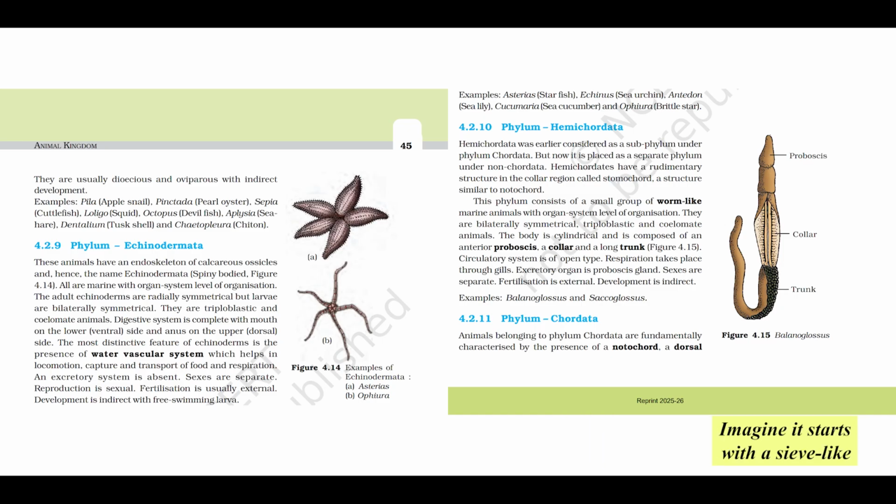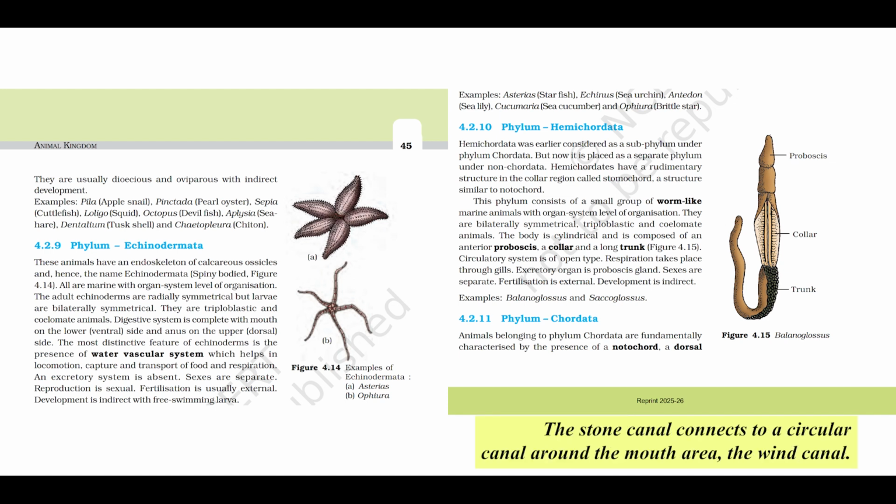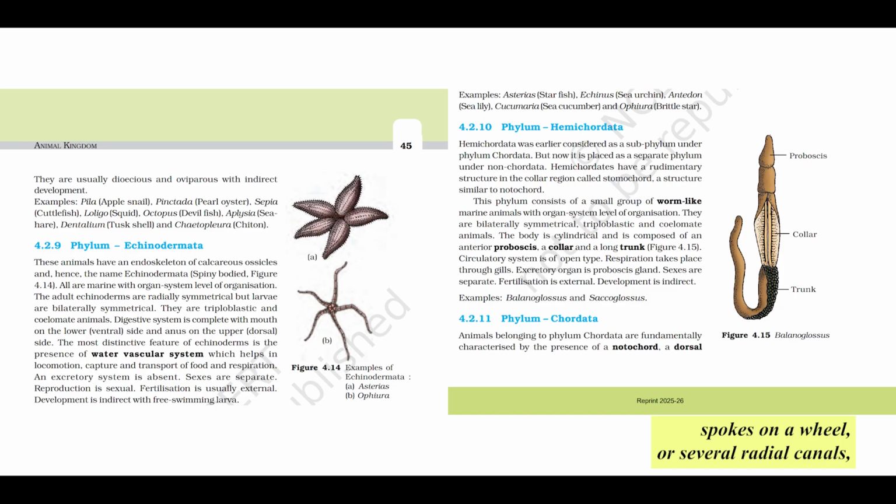Imagine it starts with a sieve-like plate on the aboral upper surface called the madreporite. Think of it as the water inlet. Seawater enters through the madreporite, gets filtered, and flows down a tube called the stone canal. The stone canal connects to a circular canal around the mouth area, the ring canal. Radiating outwards from this ring canal, like spokes on a wheel, are several radial canals, typically one extending into each arm in a starfish. Okay, madreporite, stone canal, ring canal, radial canals, like a central plumbing system.